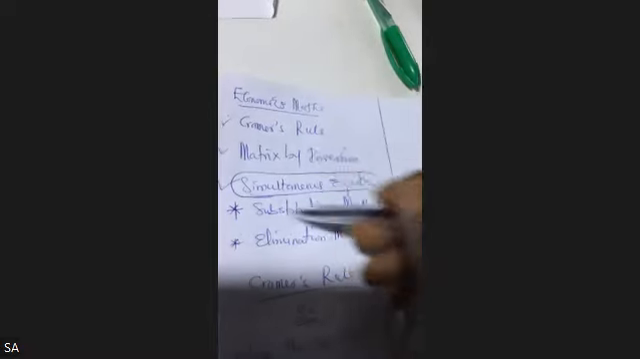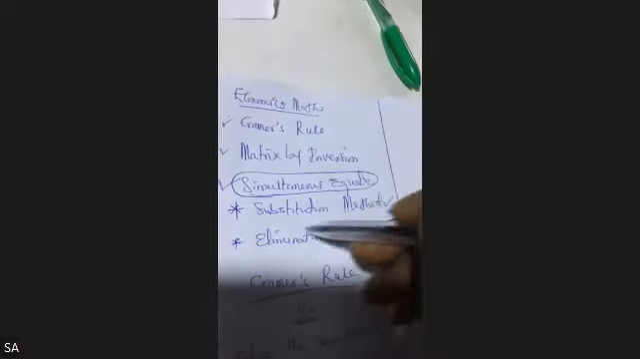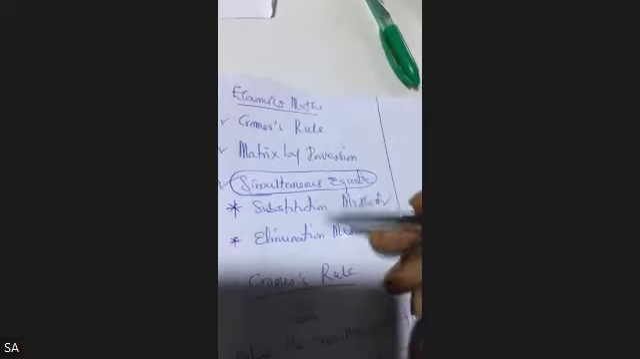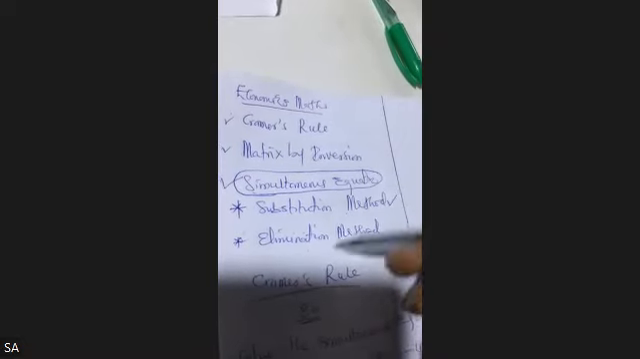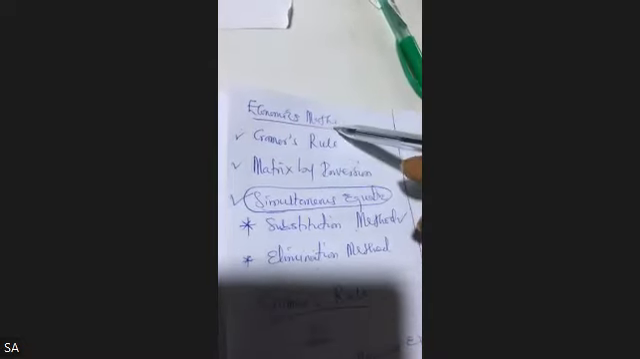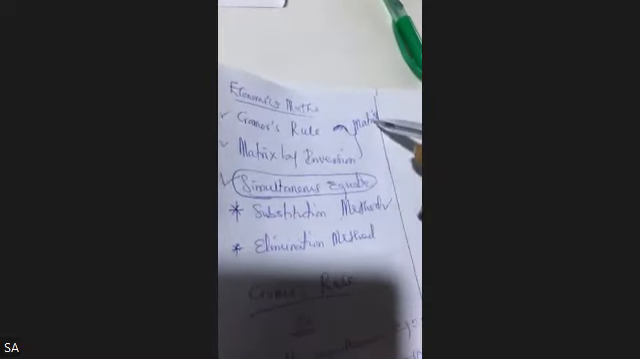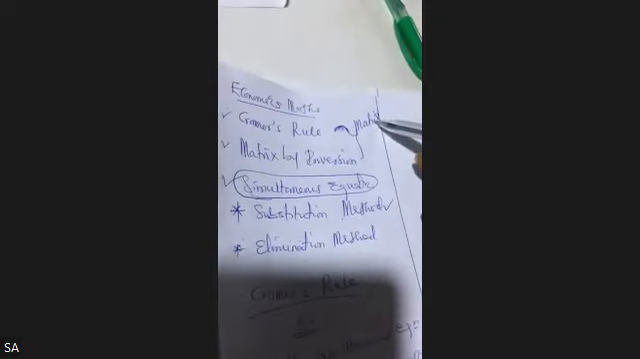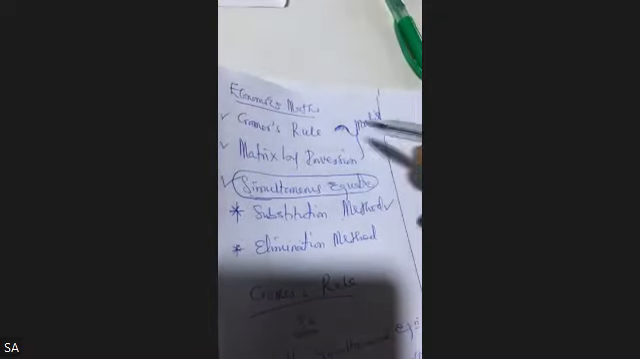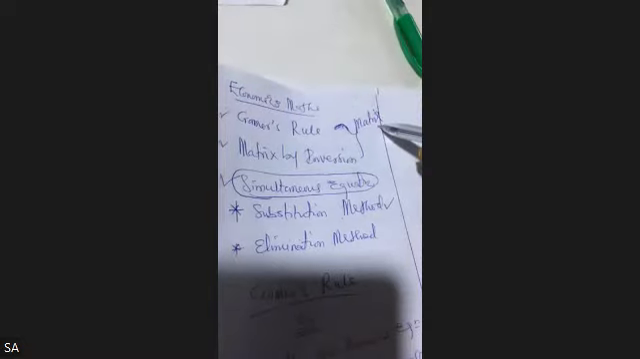Under simultaneous equations, remember you can use the substitution method or the elimination method. This is what we're taught under algebra. But under matrix, these two fall under matrix, and these two fall under simultaneous equations. Matrix questions can be solved using Cramer's rule or matrix by inversion.